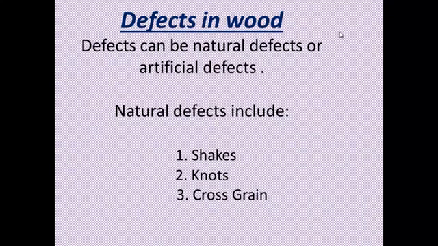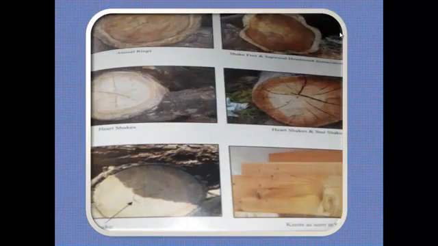Heart and star shakes get developed, as can be seen from the figure. As we see from figure B here, they can get developed in the heartwood. They can get developed along the periphery as well.